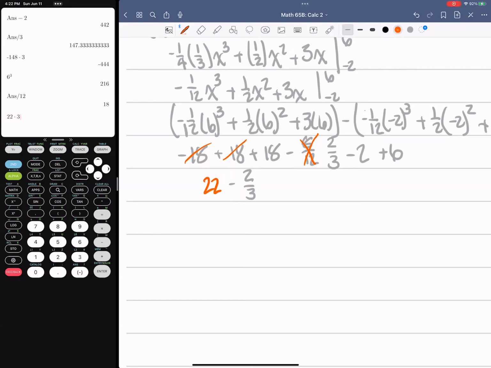22 times 3 minus 2. Yep, much better. 64 over 3. And that's exactly what the book has. 64 over 3.